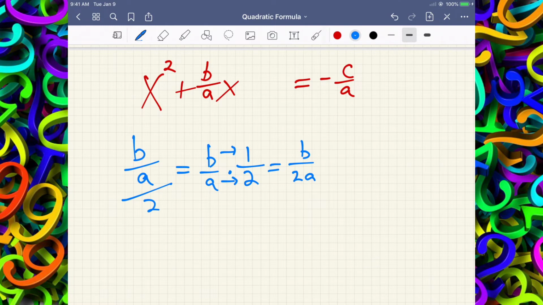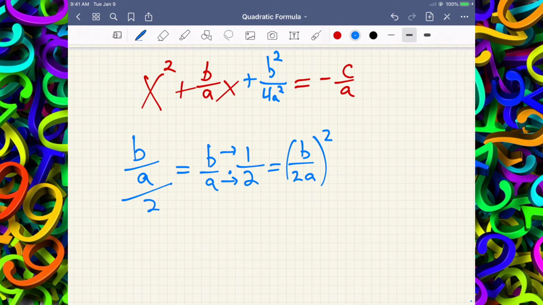And now what we're going to do is square it, because that's our pattern in these perfect square trinomials. So let's just square this. And we're going to place that right here. We're going to add it to our equation. We're going to add b, and we're squaring it, so that's b squared. And then the denominator, 2a, we're going to square that, so we get 4a squared.